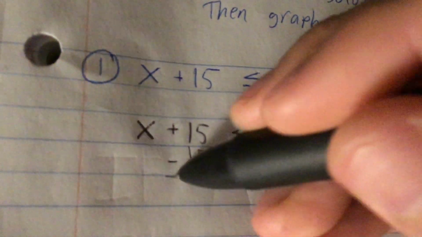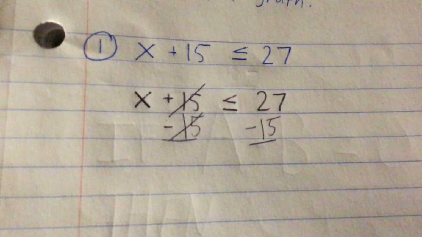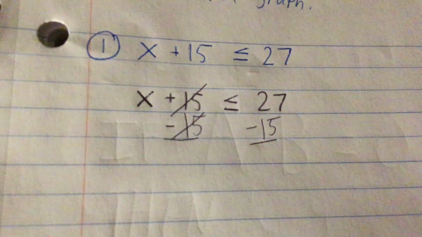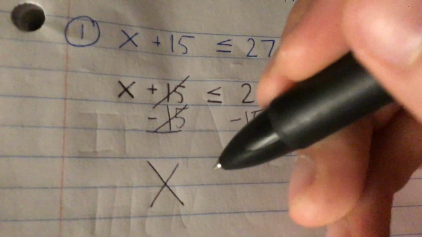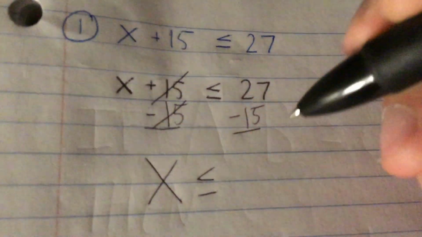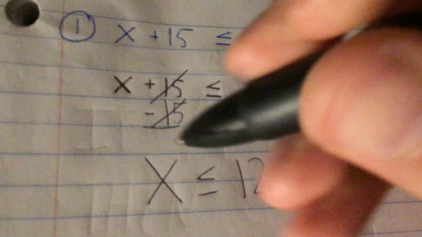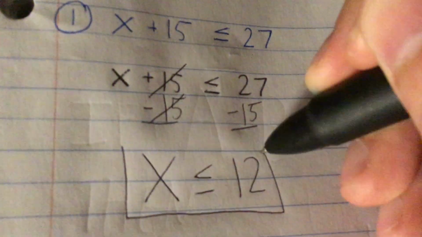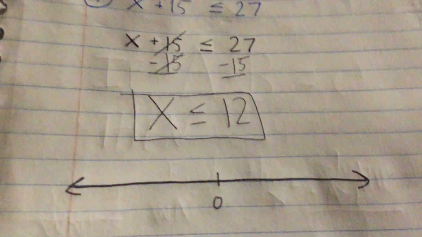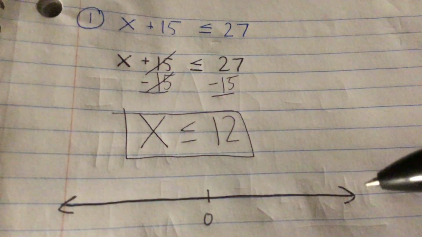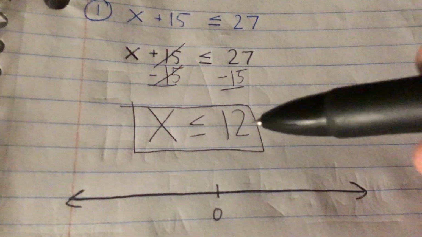So now that I've gotten this out of the way, does subtraction flip the inequality symbol? No. So it stays true. Therefore, x is isolated. We've got x is still less than or equal to 27 minus 15, which is 12. Therefore, what we're telling x is you can be any real number as long as you are less than or equal to 12. Then you draw a number line with 0 in the middle, and you place that endpoint appropriately.